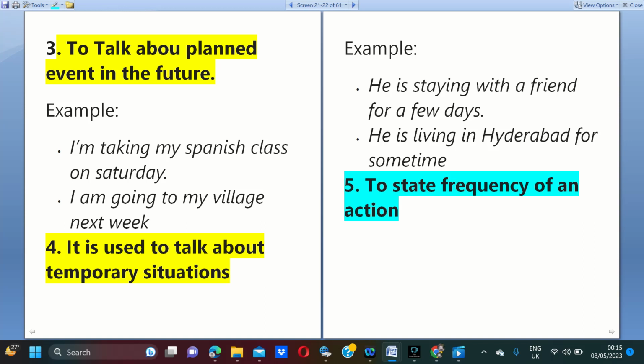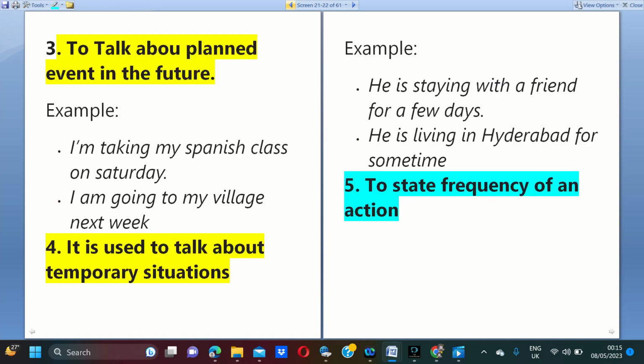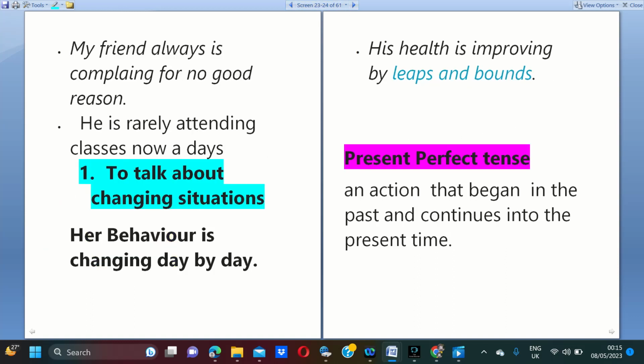Next, to state frequency of an action. Here, how often a particular action happens is what is important. This is what is told by present continuous tense. My friend is always complaining for no good reason. He is rarely attending classes nowadays. Here, see, what is the word which talks about frequency? Always, rarely, frequently, thoroughly. All these words come under frequency.